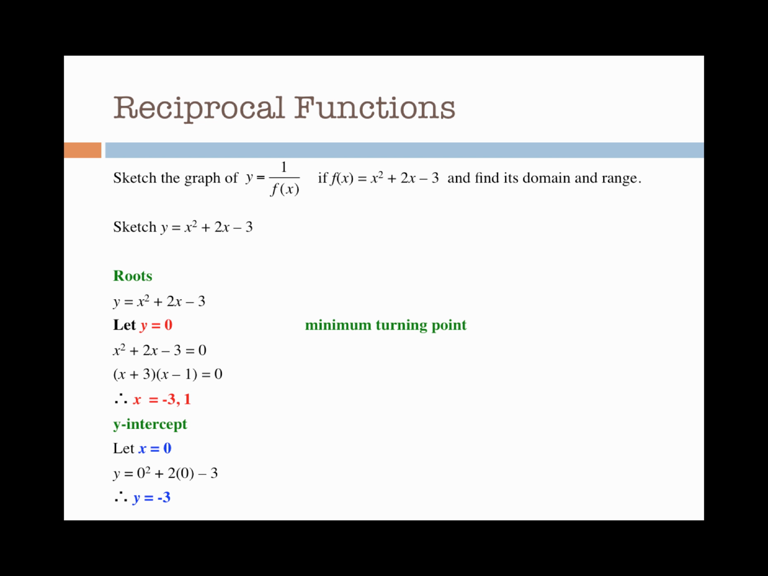To find the minimum turning point, I need to know where the axis of symmetry is. Because it is a parabola, we need to work out what is halfway between our roots. That is where x equals negative 1. So when x equals negative 1, y equals negative 4. Now I have all the points I need to sketch my graph.